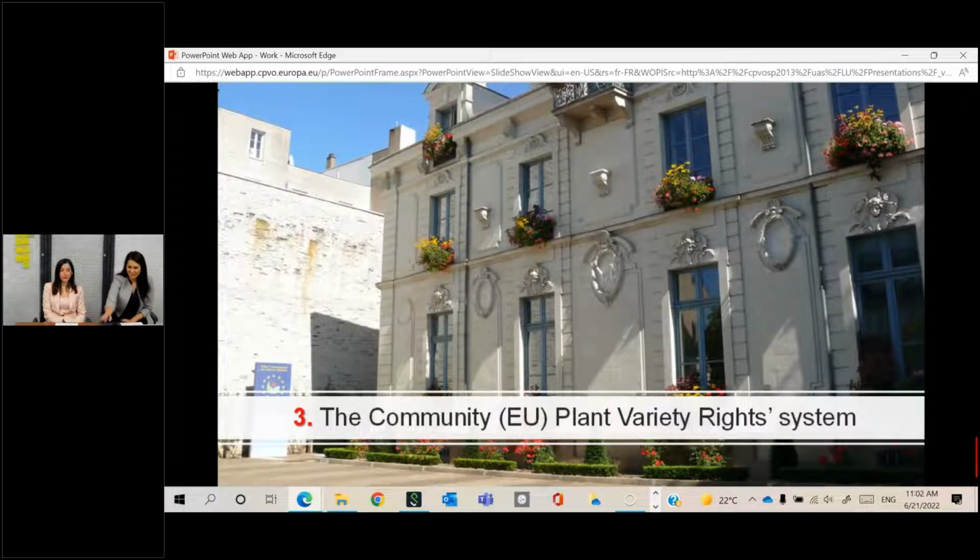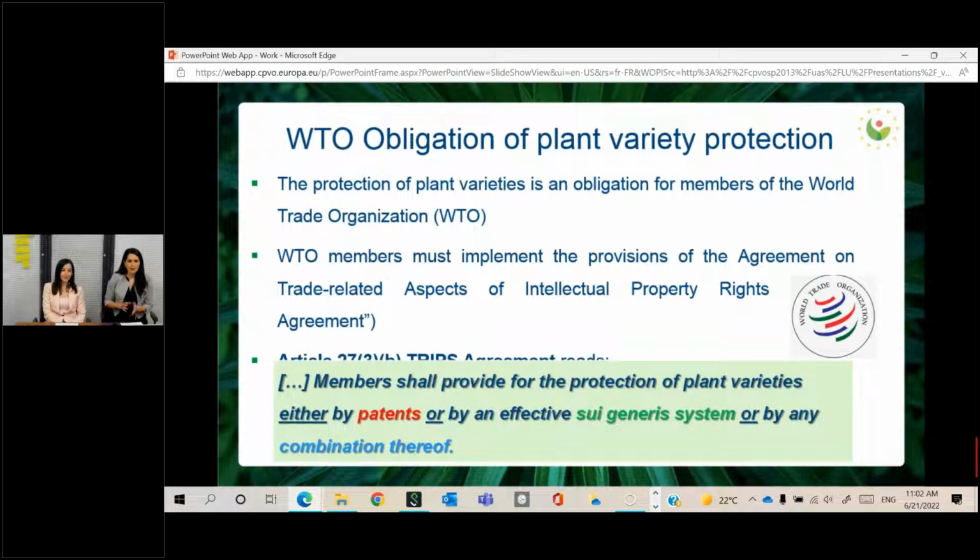Okay, so I also have the honor to present the next section, which is about, let's say, the international and European Union legal background that is the basis of the community plant variety rights system. Angela will explain the basics of the system and how it works in Europe, but we're still lawyers, so we would like to make reference at least to the legal basis.